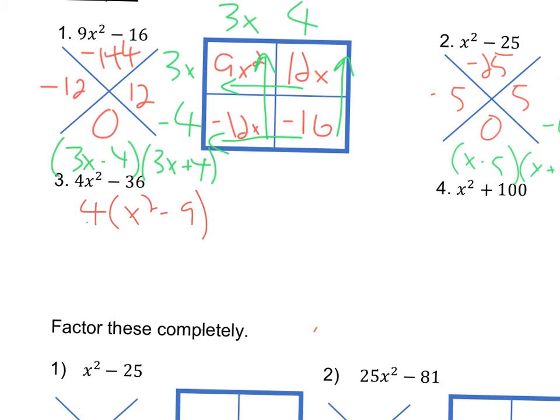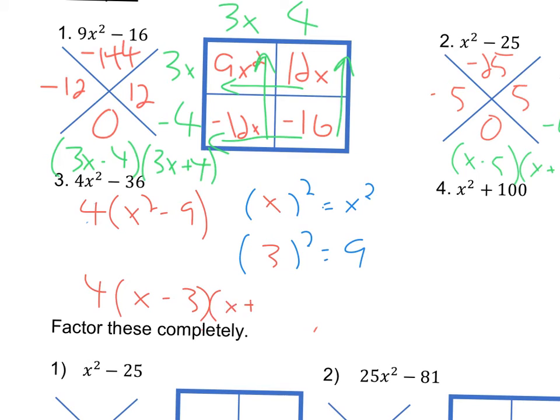Now we ask those same questions. What squares to give you x squared? X. And what squares to give us 9? 3. So then our full correct answer to this would be 4 times x minus 3 and x plus 3.